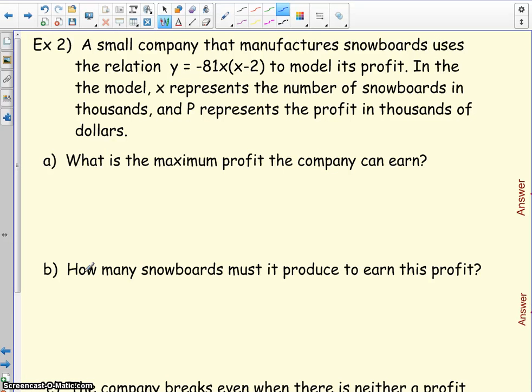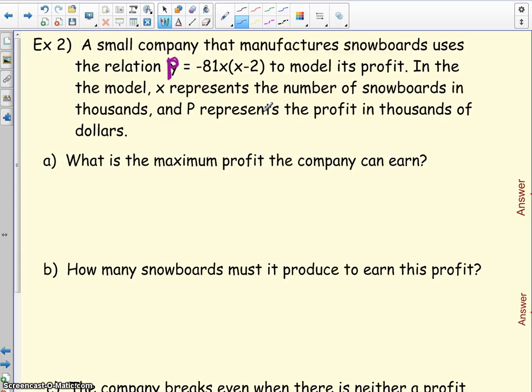Okay, so take a minute to read through this one. We've got a company manufacturing snowboards. You have a relation here to model its profit. So in the model, x represents the number of snowboards in thousands, and p represents the profit in thousands. So quick little fix here, this y value should be a p. Okay, so you have p equals negative 81x, bracket x minus 2.